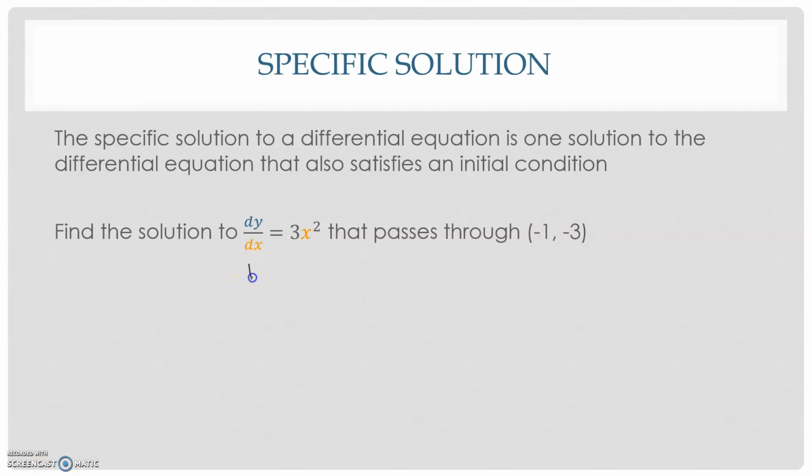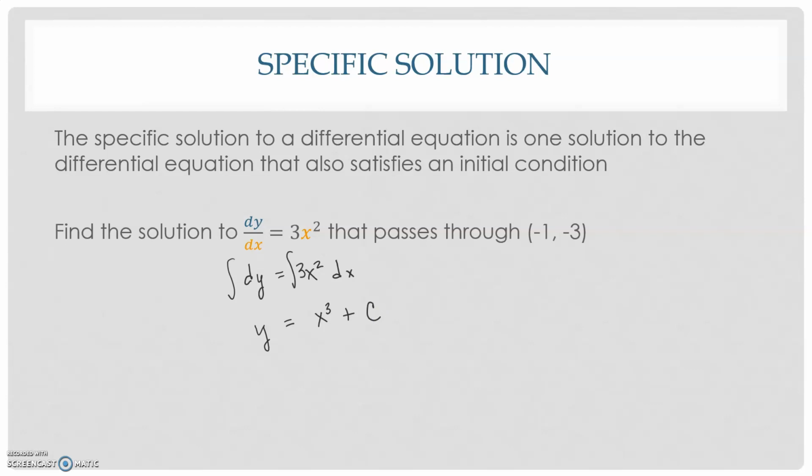Our differential equation is dy/dx equals 3x squared. So we're going to multiply both sides by dx. And then we'll do the integral of both sides, and we get y plus some constant is equal to x cubed plus a different constant, but then we can move the constant over. So now it's x cubed plus some arbitrary constant.